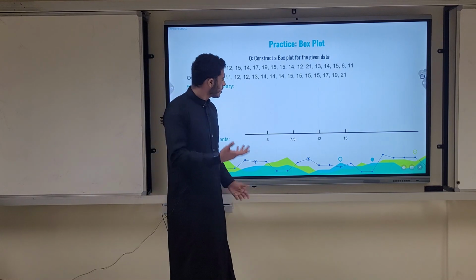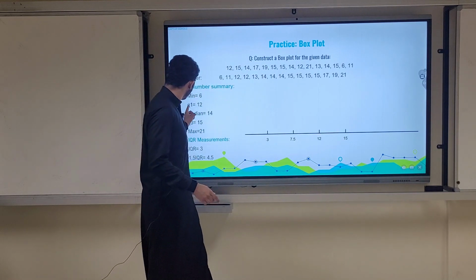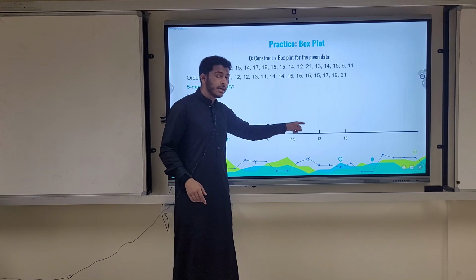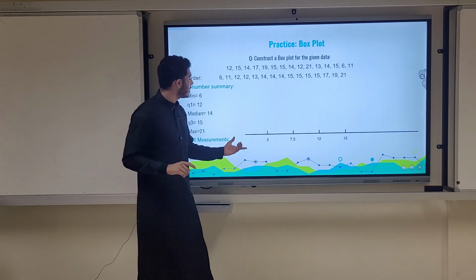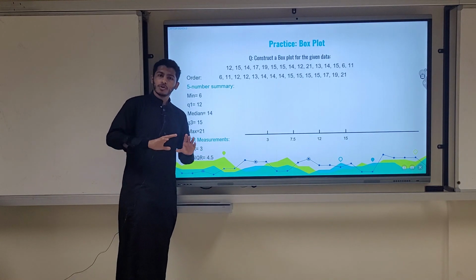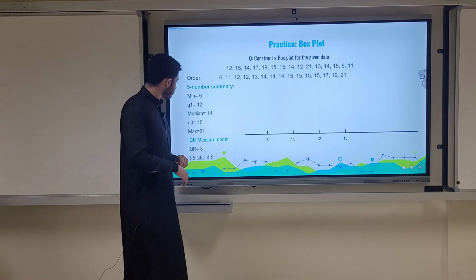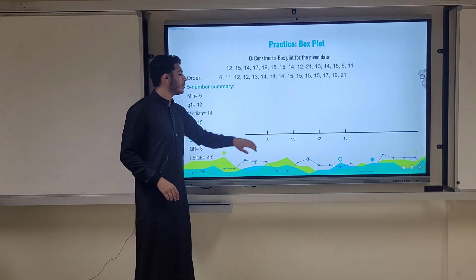So now if we look at it initially, the box should be here because this is our first quartile and third quartile should be here, and our whiskers should be here, and our outliers should be here, and our extreme outliers should be here. So everything is arranged and everything looks neat. Now let's continue. We've done the lower bound. Now let's do the upper one.